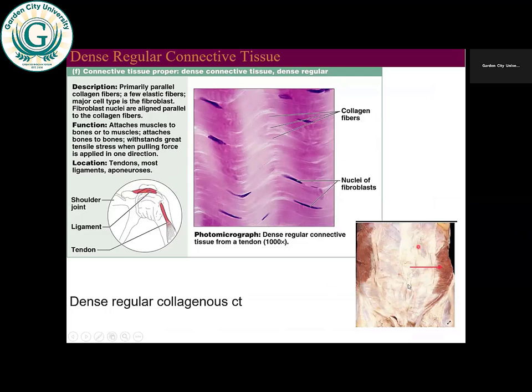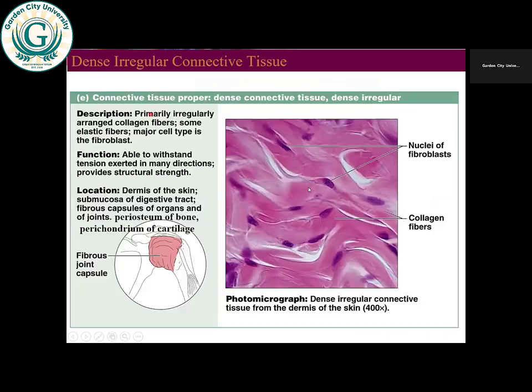Then there's this flat tendon that you are seeing here. The flat tendon that you are seeing here is what we call aponeurosis. So this is an aponeurosis. Aponeuroses are also dense regular connective tissue.